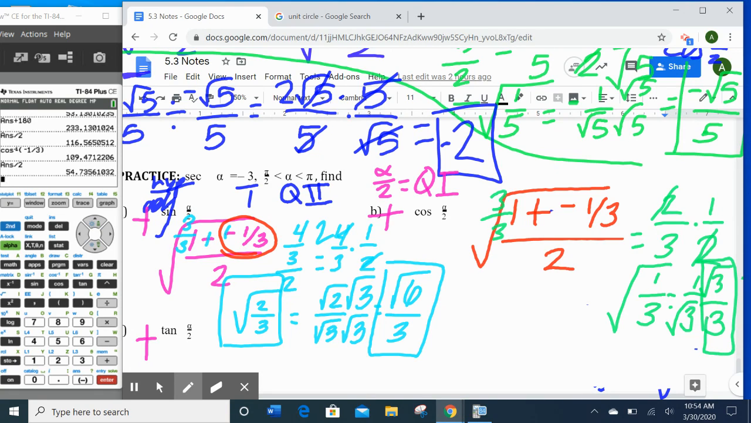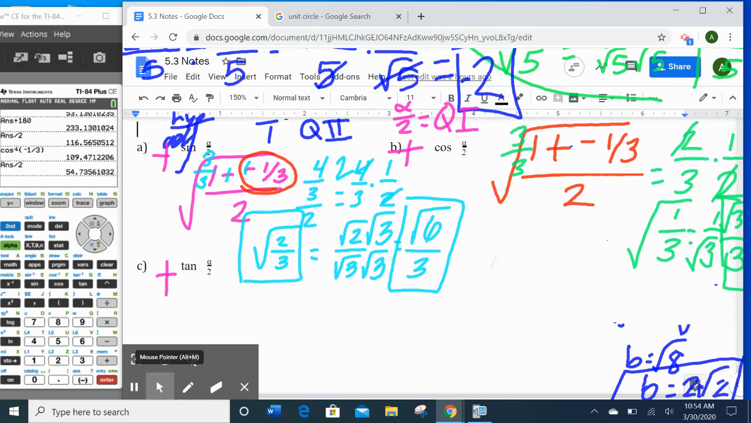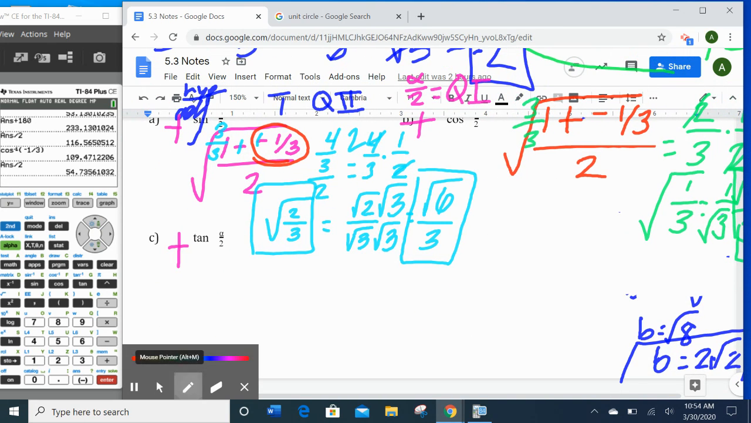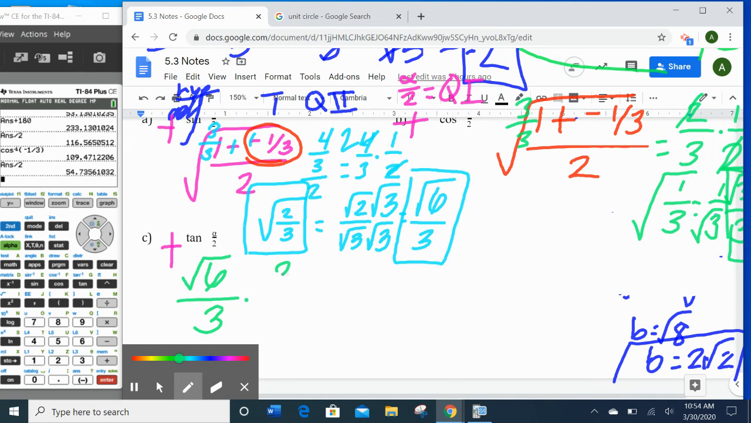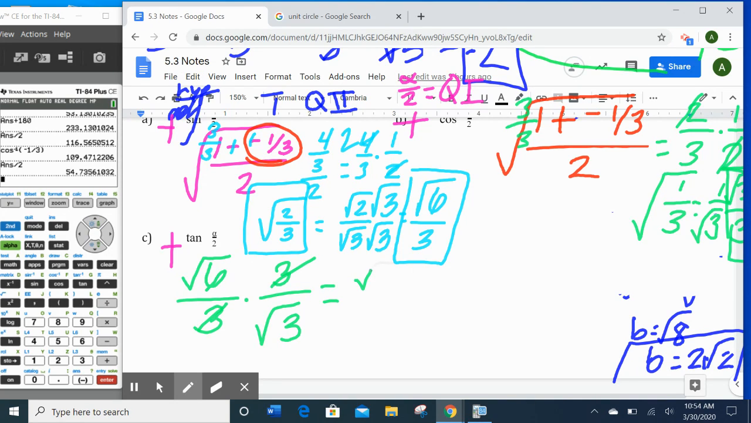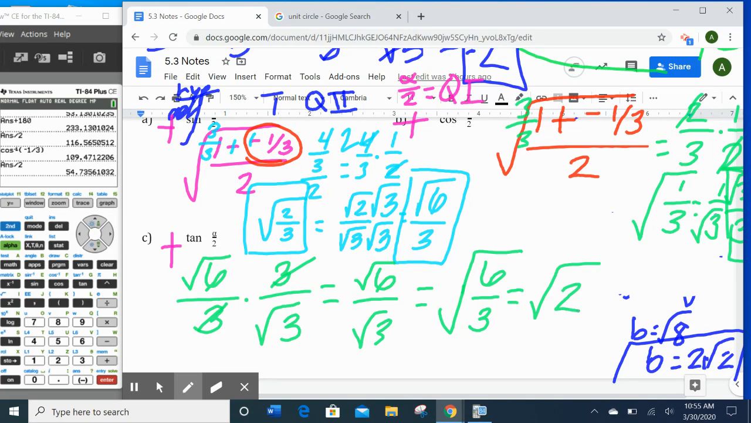And then the tangent of alpha over 2, I can use the formula, or I can take sine over cosine. So I can take root 6 over 3 divided by root 3 over 3, which is the same thing as times 3 over root 3. So those cancel. Root 6 over root 3 is the same thing as the square root of 6 over 3, which is square root of 2. So the tangent is square root of 2.